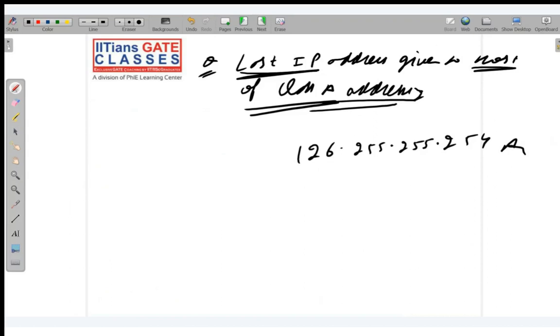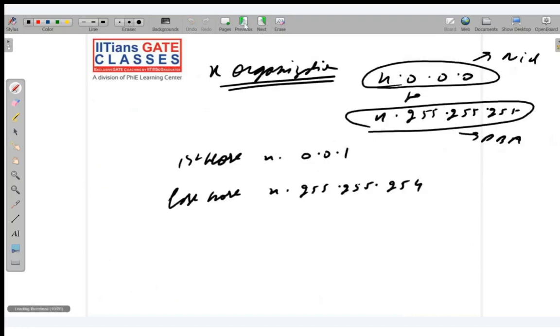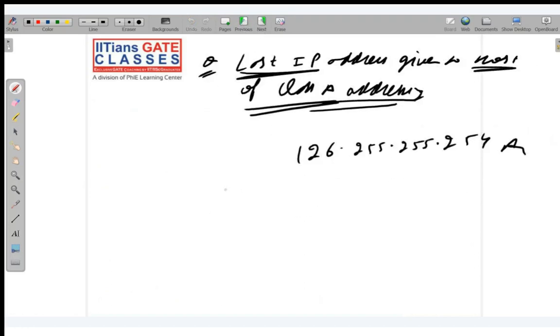So finally, what is the conclusion? I have told you, class A IP addresses can be given to 128 organizations, but we are giving to 126 organizations, and each organization will have 2 power 24 IP addresses. Mind the wording: 2 power 24 IP addresses and 2 power 24 minus 2 hosts. Okay.